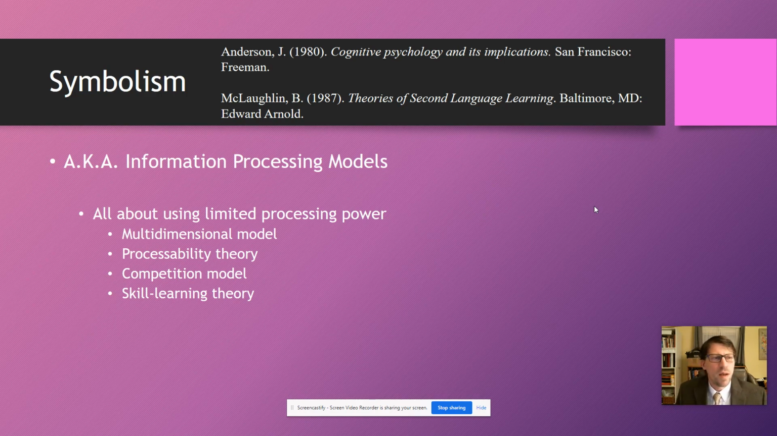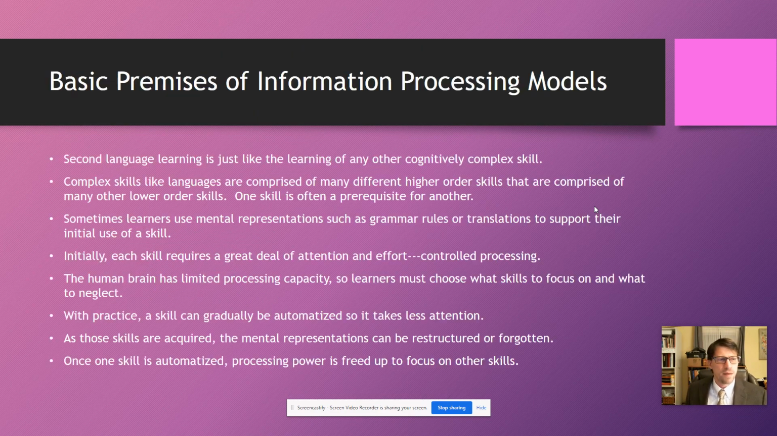Examples of information processing models would be the multidimensional model, the processability theory from Pienemann, the competition model, skill learning theory. There are many different information processing models in SLA. All of these information processing models have certain ideas, themes, premises in common. One, as I already said, is that second language learning is just like the learning of any other skill, albeit a cognitively complex skill or a series of cognitively complex skills interacting with each other in cognitively complex ways.